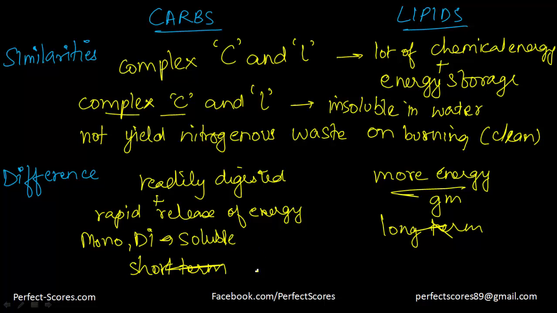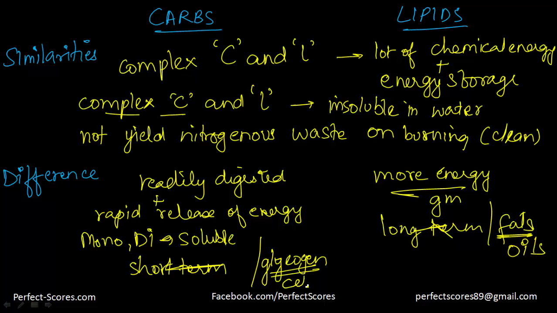Carbohydrates are stored as glycogen in the liver. Lipids are stored as fats. In plants, the carbohydrates are stored as cellulose and lipids are stored as oils. And one more important difference, lipids have less effect on osmotic pressure within a cell. So that is all that you need to know about the lipids.